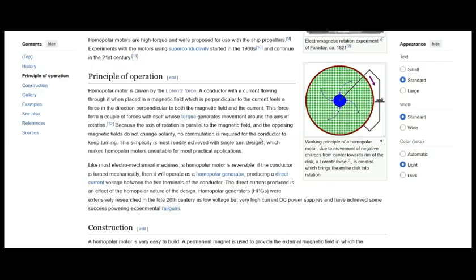But it gets stranger, because the homopolar motor can also be a generator. And normally we think you need a changing magnetic field in order to generate electricity. But the homopolar generator, rather, doesn't have a changing magnetic field, and yet it churns out electricity.